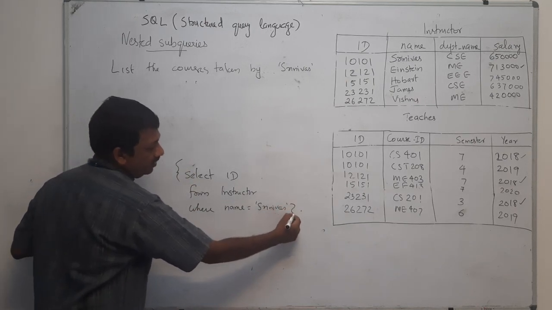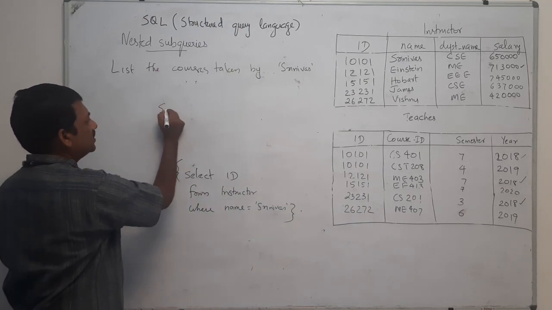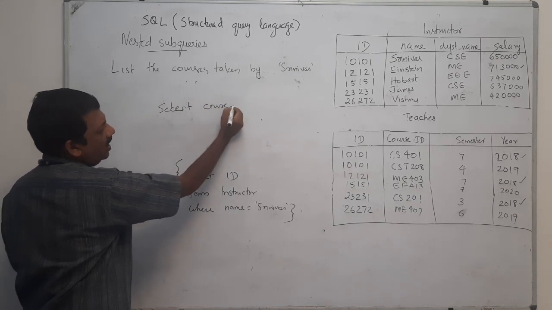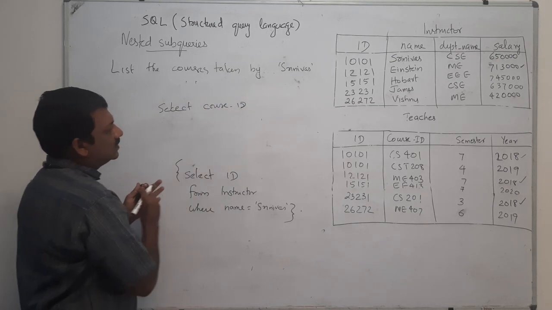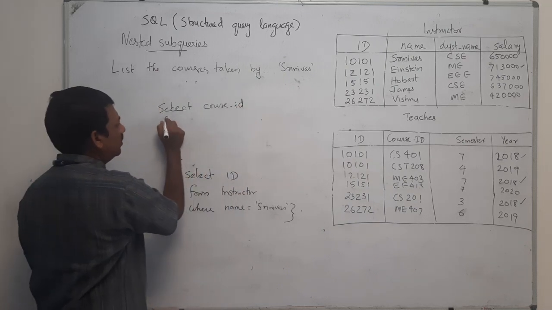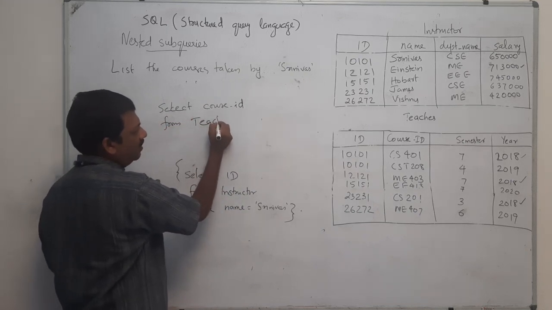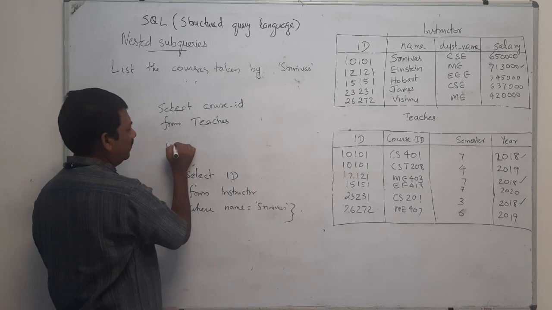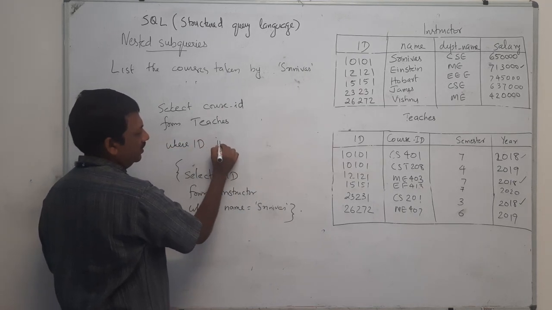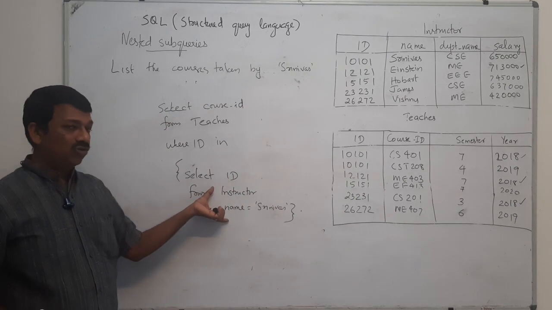Now you are going to take the course IDs. That means select course ID from which table? From the teachers table where ID in. That means when you are executing this, the inner query will be executed first.